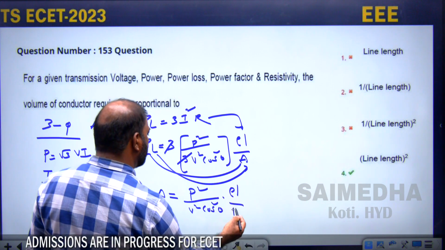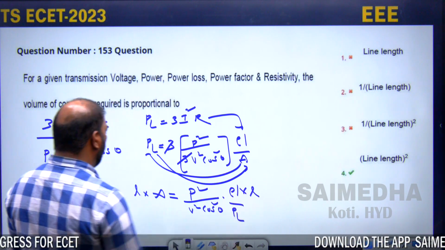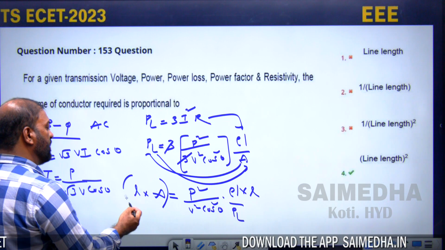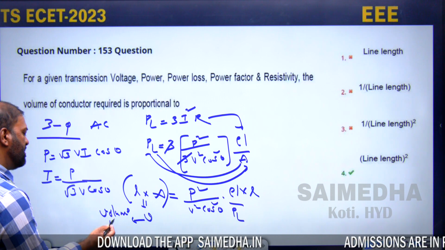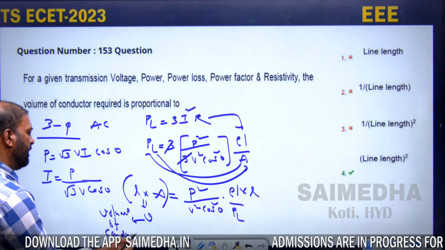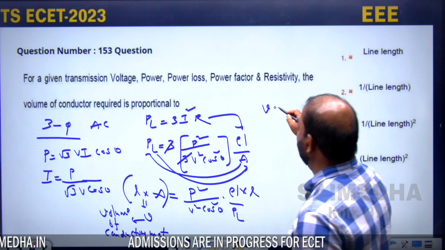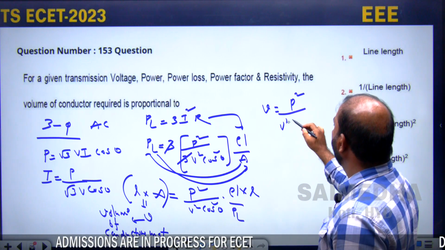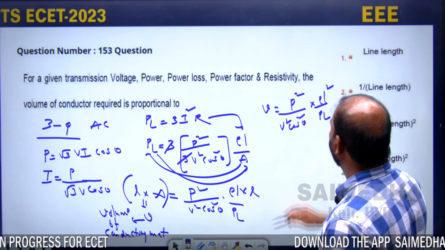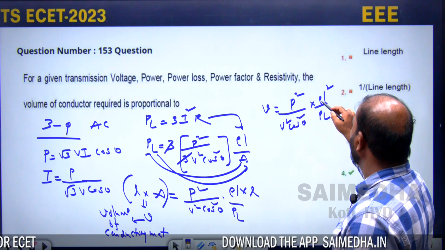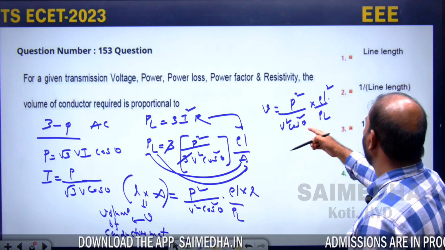Now I multiply by the length on both sides. Why? Because the area of cross section of the conductor into the length of the conductor gives the volume of the conducting material. So volume is equal to P square rho L square by V square cos square theta into PL. P is the supplied receiving end power, rho is resistivity, L is the length of the line, V is voltage, cos theta is power factor, and PL is power loss.